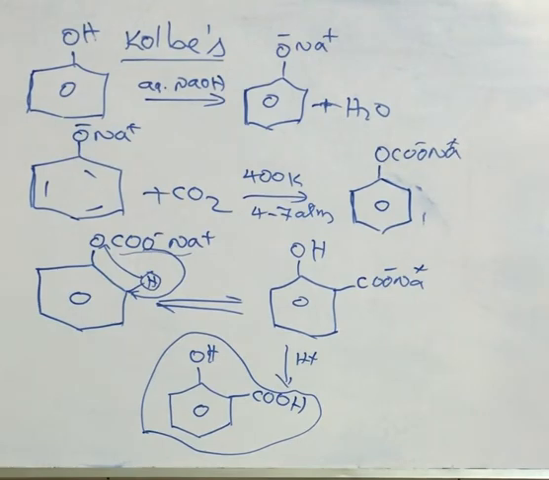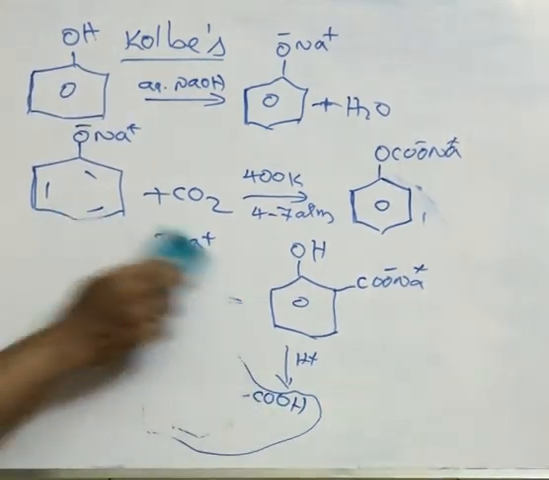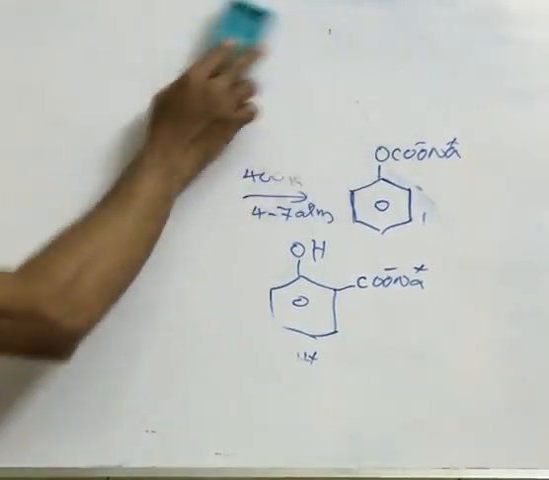Similarly, if you want to get salicylaldehyde, this is salicylic acid. If I want a CHO group here, I hope we have seen this in the previous video, but okay, we can just go through it fast.